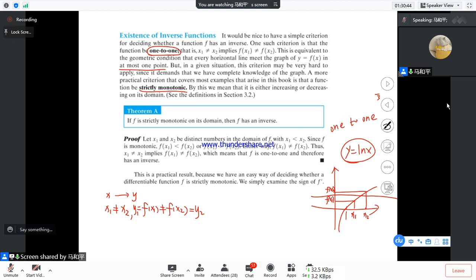So we have: if f is strictly monotonic on its domain, then f has an inverse. This means if f is strictly monotonic, then it has an inverse function. We can create a proof and leave it for you.